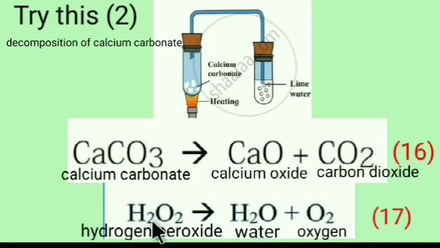Then next example, hydrogen peroxide naturally undergoes slow decomposition. Hence H2O2 when decomposed gives water, that is H2O, and oxygen gas is evolved. So this is equation number 17. Equation numbers 16 and 17 are also examples of decomposition reaction.